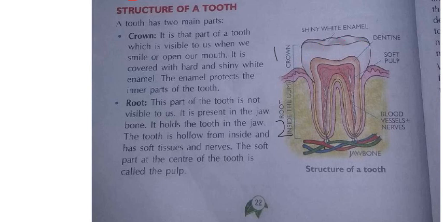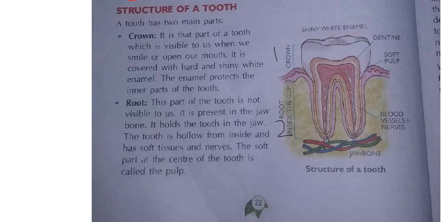What will this crown have? This whole border on the outer side is there. How is it? White color, very hard and shining. Shiny and white, yes or no? This is called the enamel. This part is called the crown, which is visible to us. Teeth are white and shining. So this shiny white covering is called the enamel. Here they have written, see, shiny white enamel.